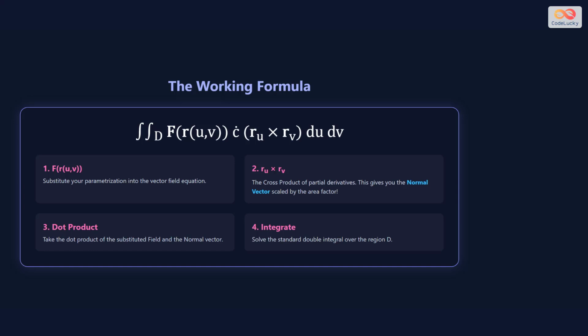This leads us to the working formula for calculation. We substitute the parametrization into our function F. Then, we calculate the cross product of the partial derivatives r_u and r_v. This cross product conveniently gives us the normal vector scaled by the area element. We take the dot product and integrate over the flat region D.